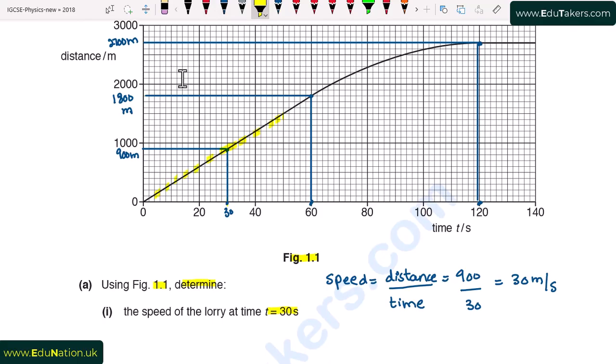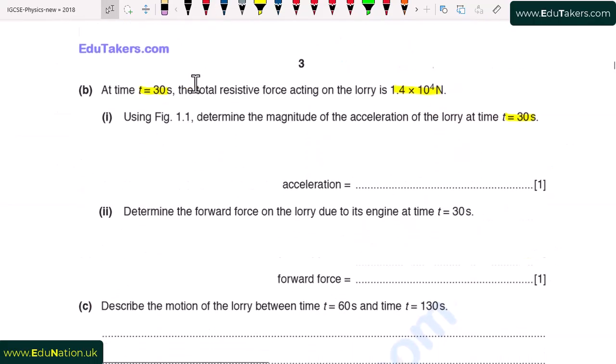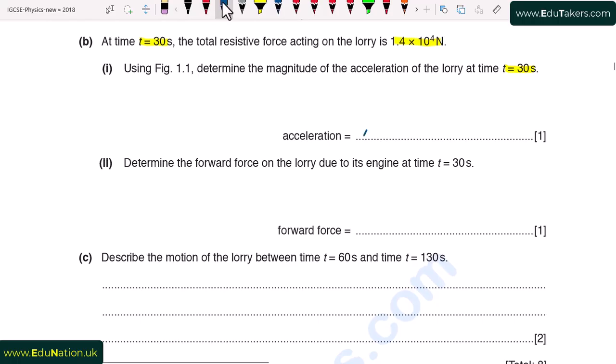Means that here the lorry moves with constant speed. I write here it's a constant speed, and when the speed is constant, acceleration will be equal to 0. So acceleration will be equal to 0 at t is equal to 30 seconds. As we can see from this graph, from t is equal to 0 to 60 seconds, it's a straight line. It means that from 0 to 60 seconds, there is a constant speed and acceleration will be equal to 0. So I write here acceleration will be equal to 0 meter per second square.